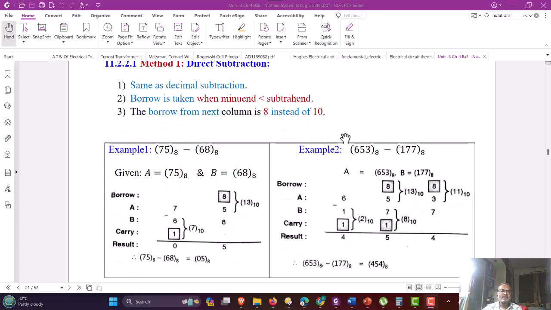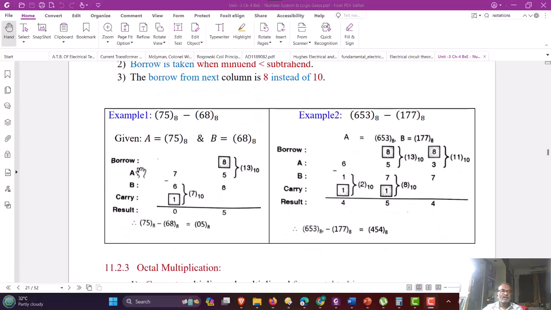It is the same as decimal subtraction. The borrow is taken when the minuend is less than the subtrahend. The borrow from the next column is 8 instead of 10. In decimal, the borrow will be 10, whereas in the octal number system, the borrow will be 8. Now, 75 minus 68, octal number subtraction.